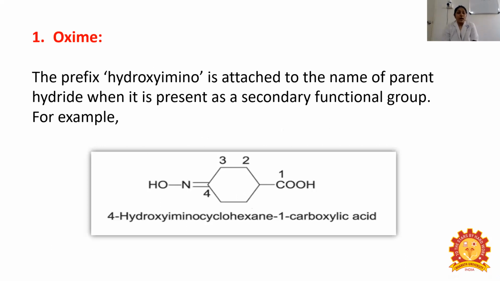So oxime. The prefix hydroxyimino is attached to the name of the parent hydride when it is present as the secondary functional group. For example, when a hydroxy group is attached to the nitrogen atom, it is said to be hydroxyimino.